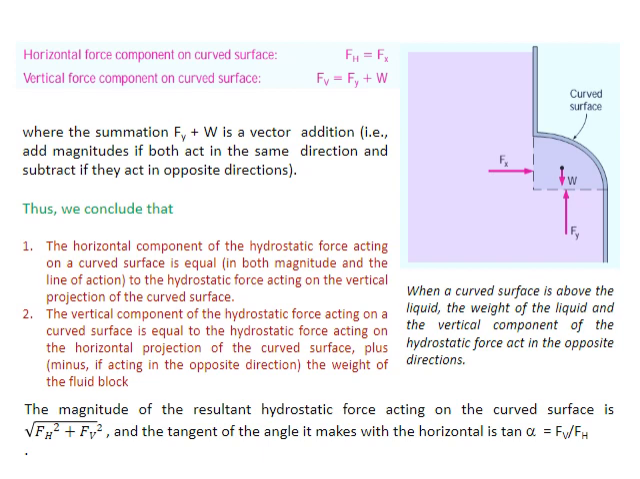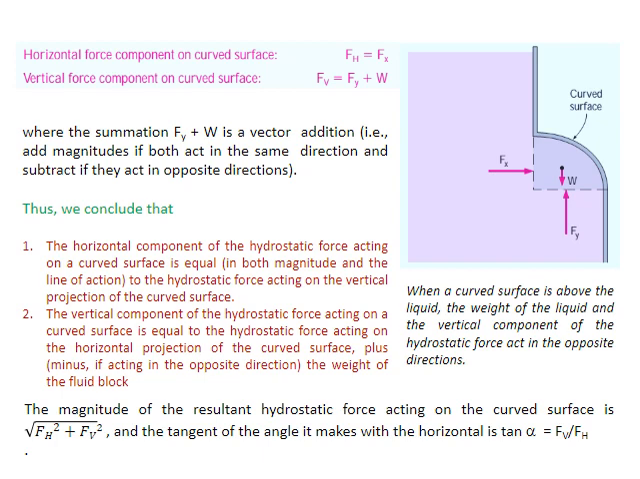In this slide I find the horizontal force component on the curved surface, Fh equal to Fx, and the vertical force component on the curved surface, Fv equal to Fy plus W, where the summation Fy plus W is a vector addition, that is, add magnitudes if both act in the same direction and subtract if they act in opposite directions. Thus we conclude that the horizontal component of hydrostatic force acting on a curved surface is equal in both magnitude and line of action to the hydrostatic force acting on the vertical projection of the curved surface.